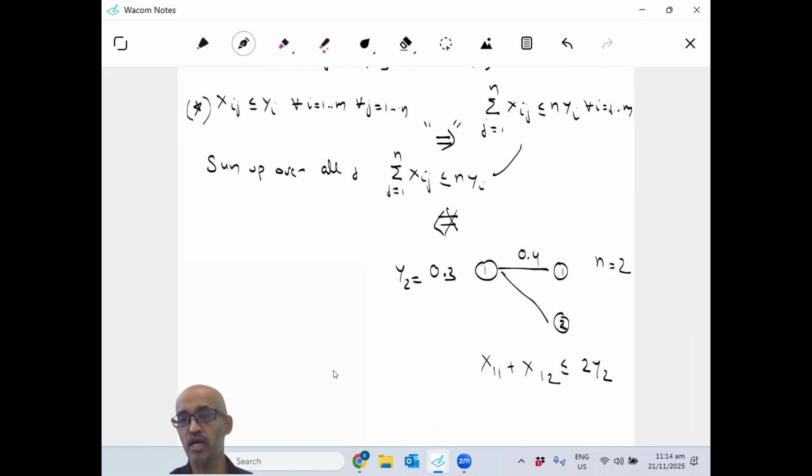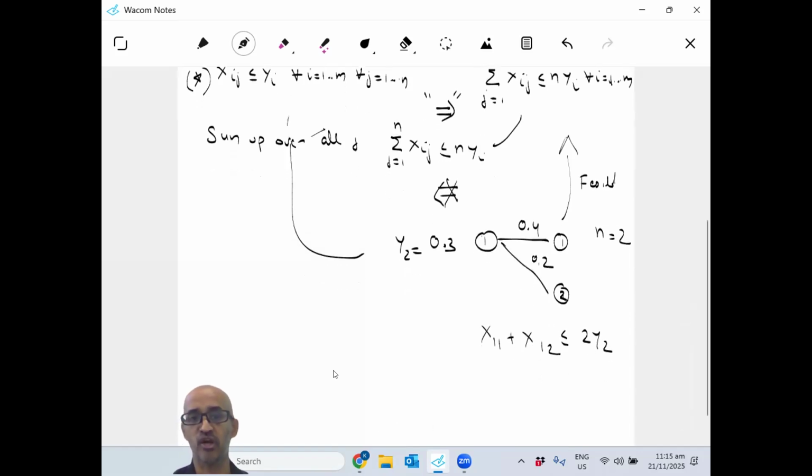So I could have had 0.4 here and 0.2 here in the LP relaxation for my aggregated formulation. 0.4 plus 0.2 is 0.6. It is less than or equal to 2 times 0.3, which is 0.6. So this is feasible for this constraint. But this is not feasible for this constraint. Not feasible. Why? Because clearly xij is not less than or equal to yi. So A implies B, B does not imply A.